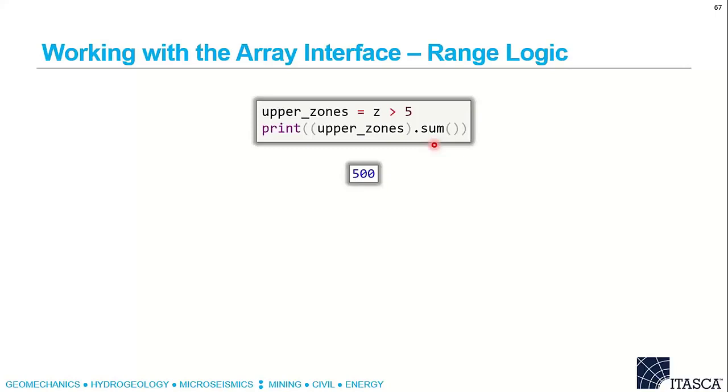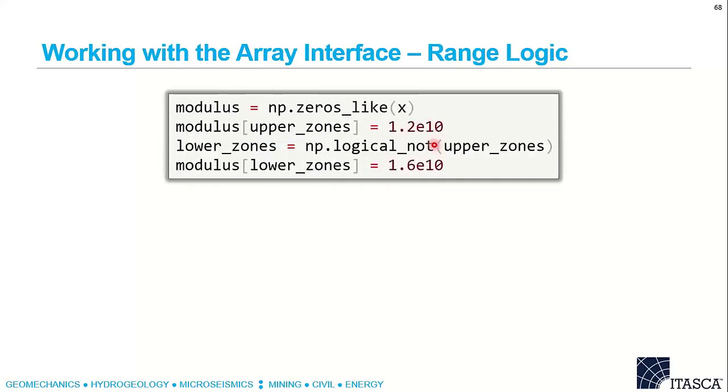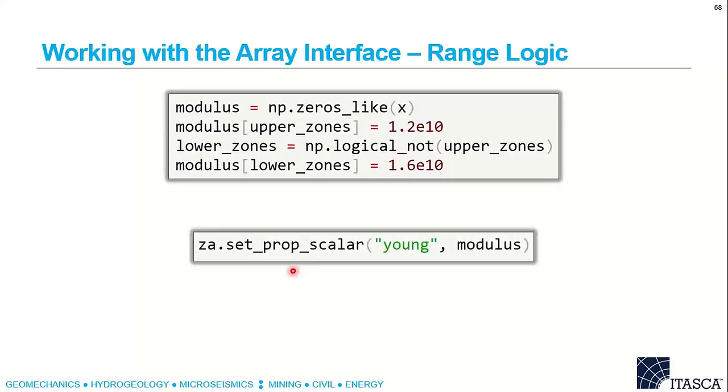So we can then begin to use range logic within this by, for example, creating an array which has the same shape as X, and then by specifying that all of the upper zones have a modulus of 1.2e10, and all of the lower zones, which are simply not the upper zones, have a different modulus. We can use the setPropScalar function available within the zone array to then set the property youngs to our NumPy array.